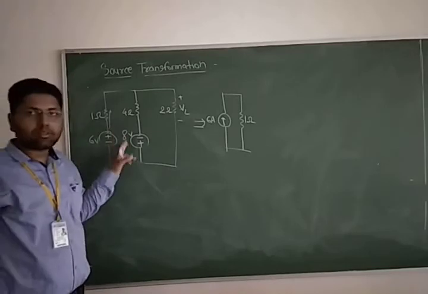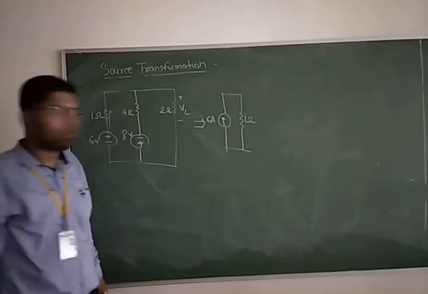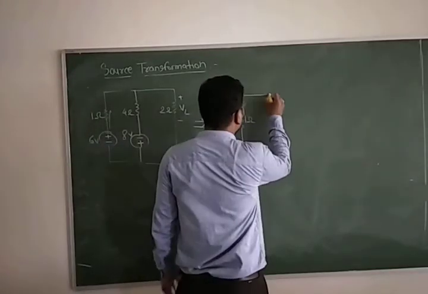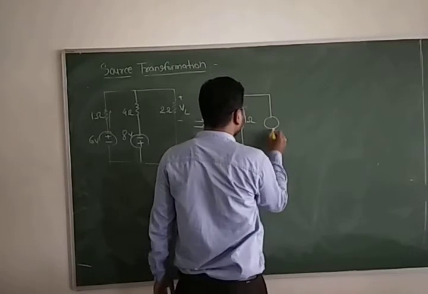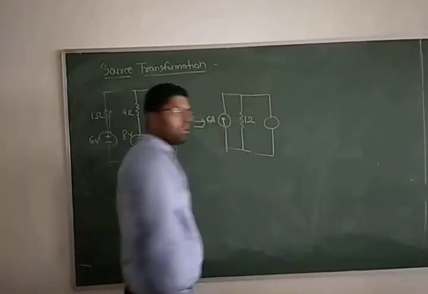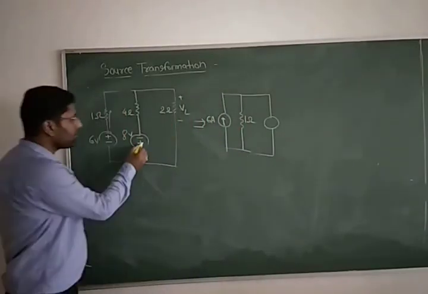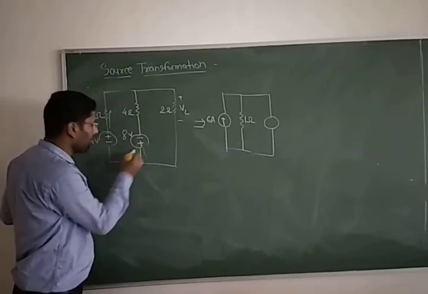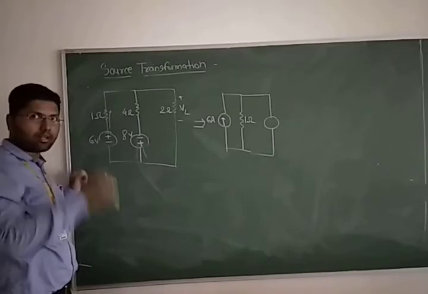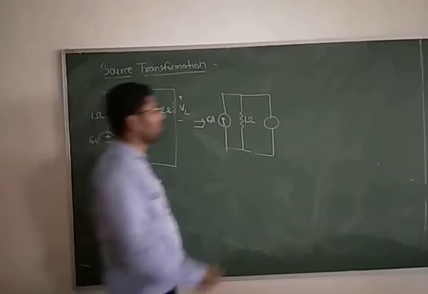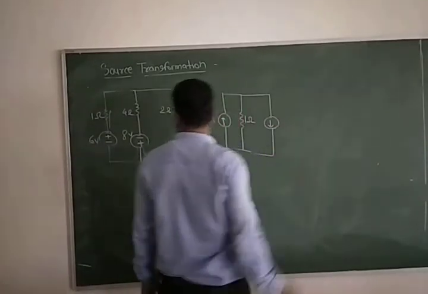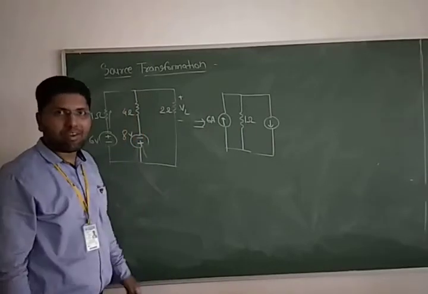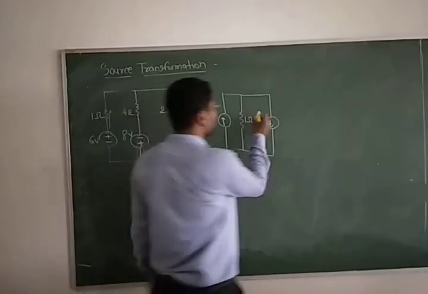V by R, that is 8 by 4, that is 2 ampere. So I will apply here. And what will be the direction of the current source? Now see, here is the higher potential, lower potential. So current will flow downward. Current direction will be the downward direction. So 8 divided by 4, that is 2 ampere.